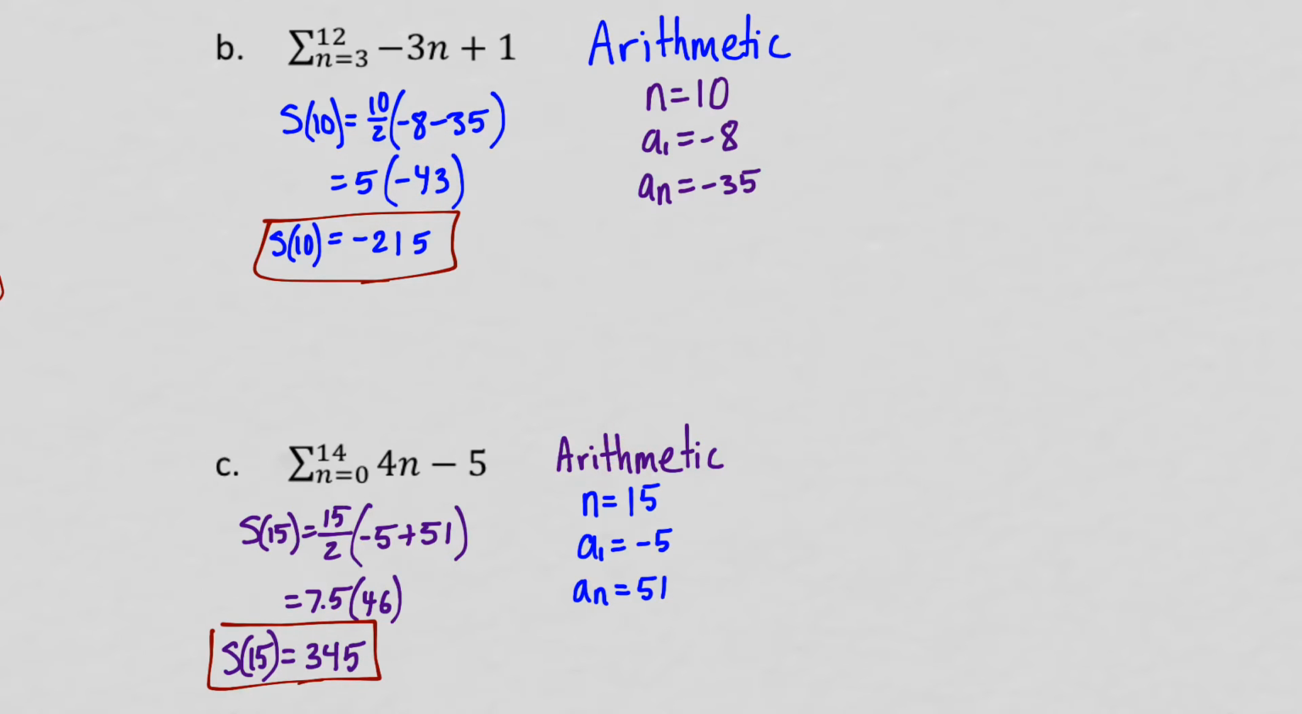For B, same thing, arithmetic. N is 15 because it's 14 minus 0, 14, plus 1, 15. A sub 1 is negative 5, which I got by plugging in 0. And A sub n is 51, which I got by plugging in 14. Plug in 14 here, and you're going to get 51. You get 56 minus 5. So then I plugged in these three numbers into my sum formula. 15 over 2 is 7.5. Negative 5 plus 51 is 46. Multiply them. You get the total sum of 345.